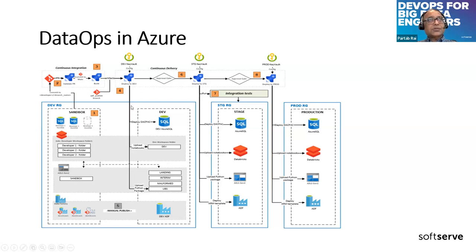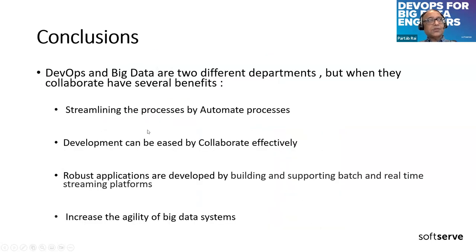And yeah, so this diagram shows, especially for Azure, some snapshots over here. I will say that DevOps and Big Data are two different units, so how they basically give us a streamlined process, automate the process, because DevOps basically helps in automating. When we say big data, let's say when we talk about Databricks, which is a core tool here in Azure, we use this one.